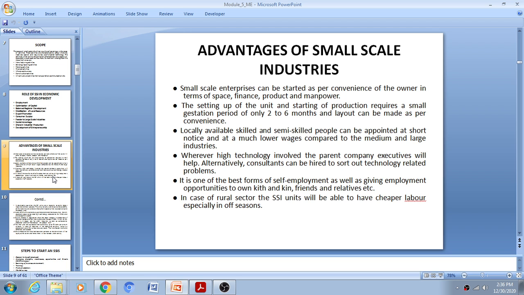The third one is locally available skilled and semi-skilled people can be appointed at short notice and at much lower wages compared to medium and large industries.